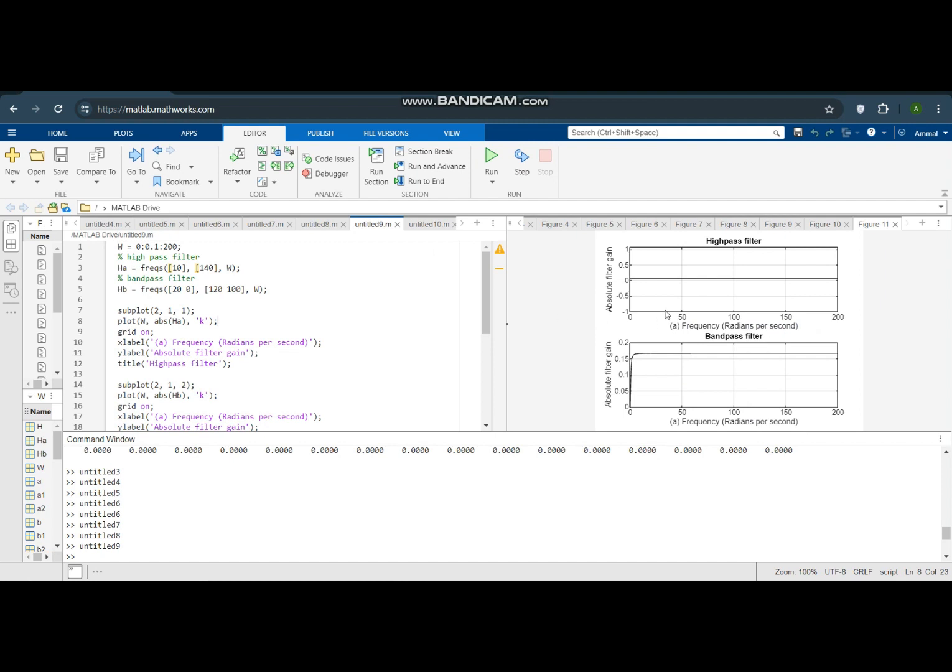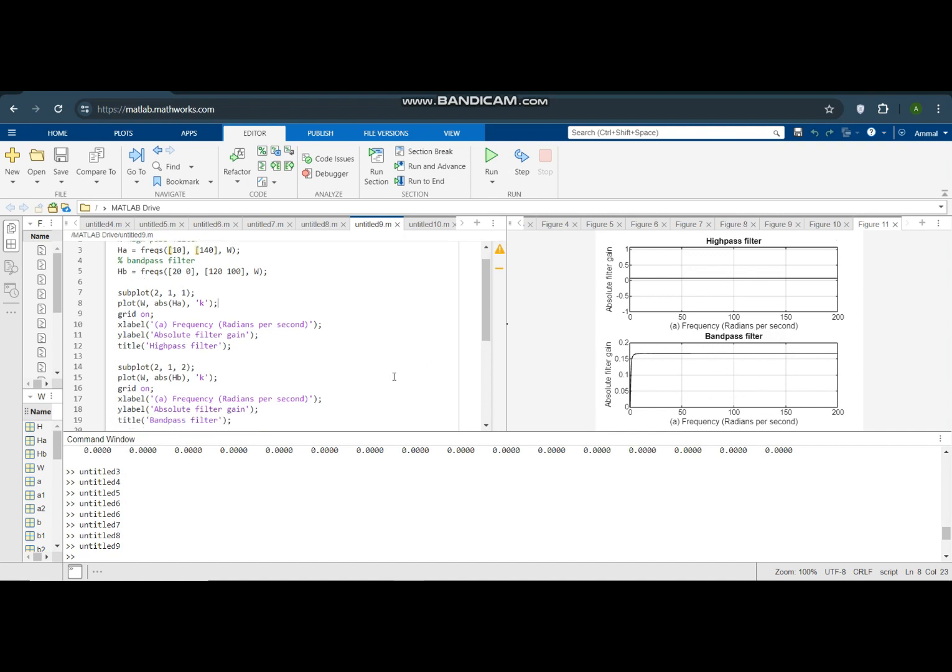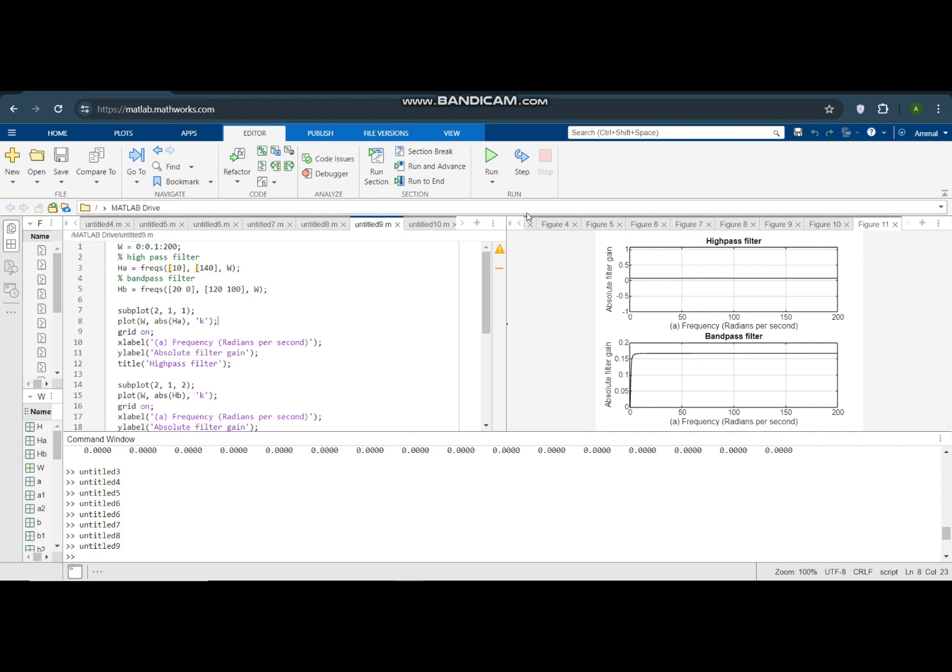Here we can see that the high pass and the band pass filters are plotted. The upper subplot represents the high pass filter with an absolute filter gain, whereas the lower subplot represents the band pass filter with an absolute filter gain, providing the coefficients of the transfer function.